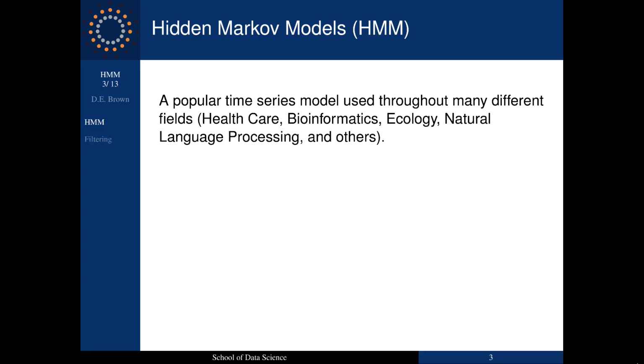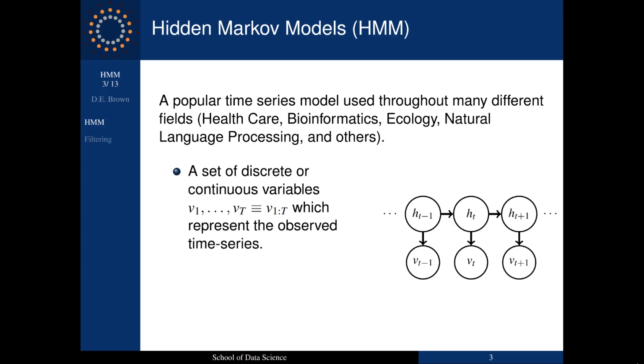As we said, hidden Markov models are useful for dynamic systems or time series modeling and problems in that area. They can include things like healthcare, where we're looking at, for instance, patient information as it comes out of an ICU. It can also be used in bioinformatics, ecology, and natural language processing, where we're looking at text or speech over time, and lots of other areas where there's this dynamic nature to a process.